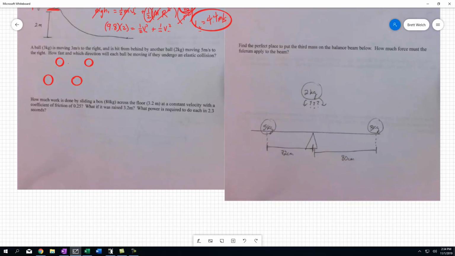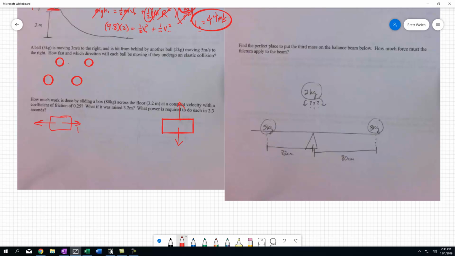Okay, so the next question has to do with a box being slid side to side or being lifted up and down, and then asking how much work is done, and then if we did it in a certain amount of time, how much power does that take?